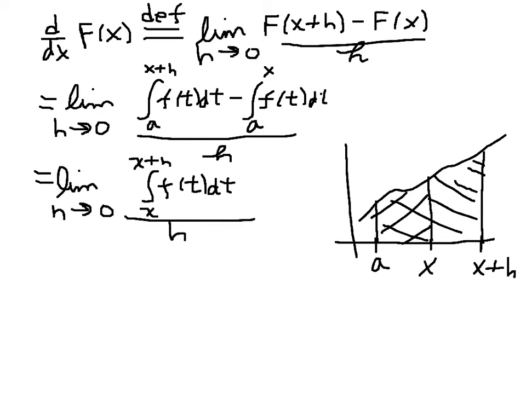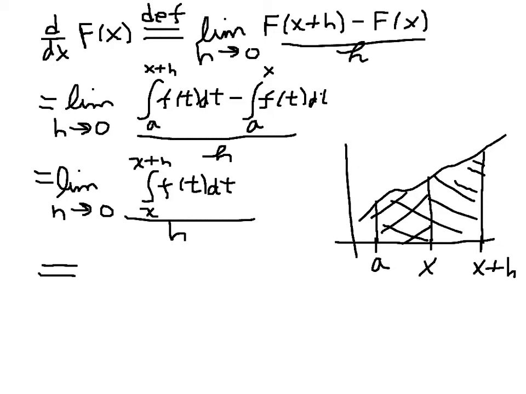Now take a look at that. h is the length of the interval from x to x plus h. This on the top is the area under the curve from x to x plus h, and we're dividing it by h. Does this sound just a little bit familiar?